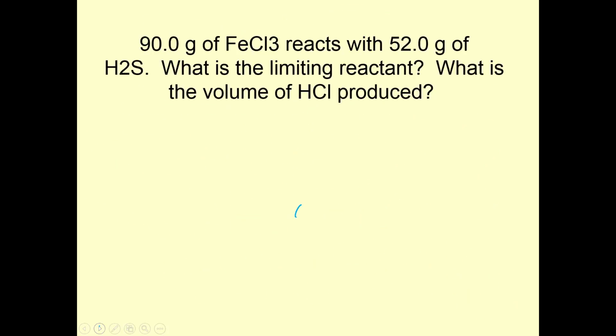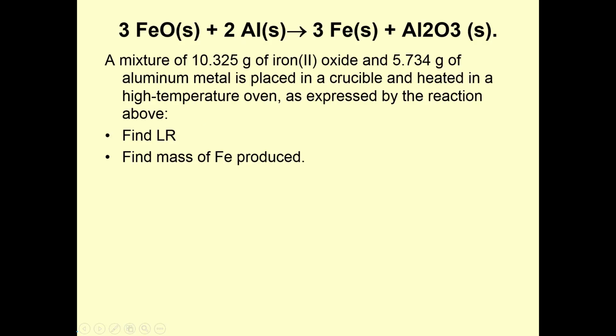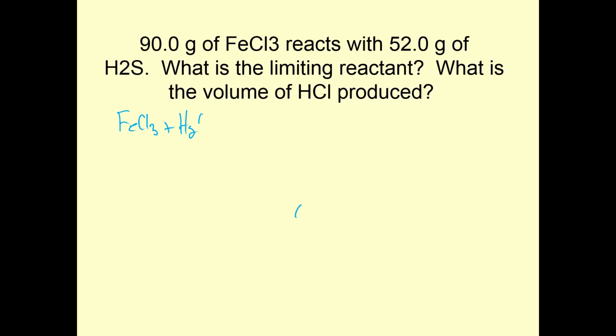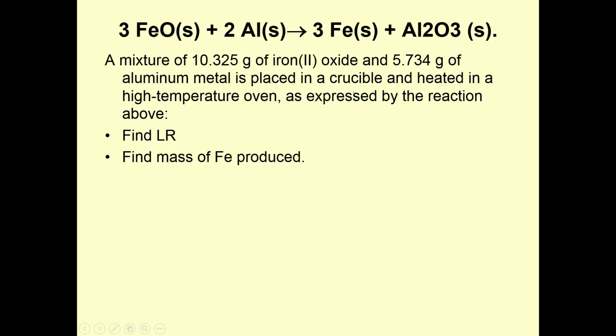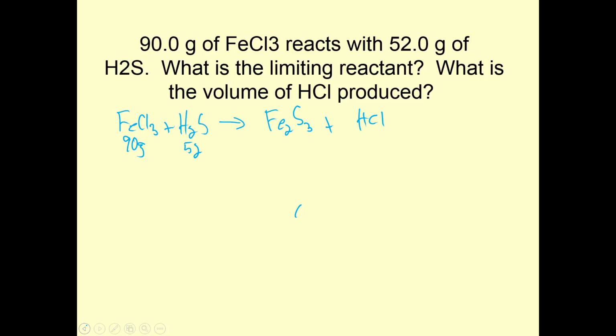Let's do another. 90 grams of FeCl3 reacts with 52 grams of H2S. FeCl3 plus H2S will give you Fe2S3 plus HCl. Okay, so I have 90 grams of this and 52 grams of this. What is the volume of HCl produced? So I want this in liters. And what is the limiting reactant? So I'm going to do the same thing. Just convert everything into HCl in liters.